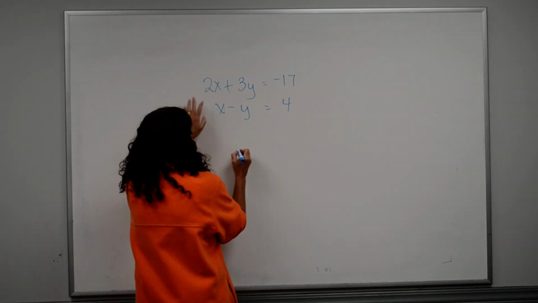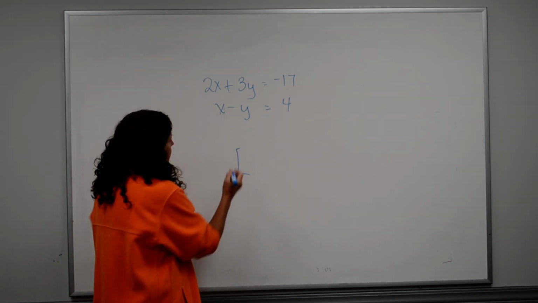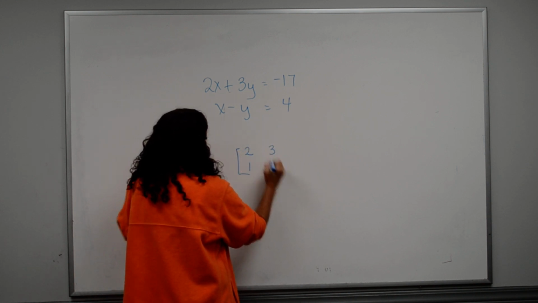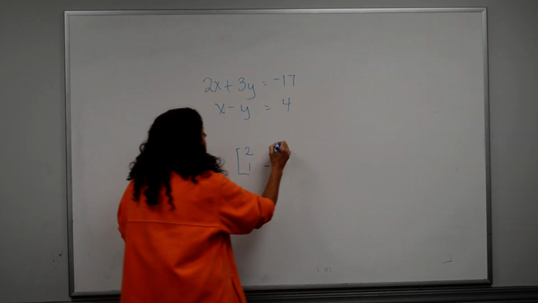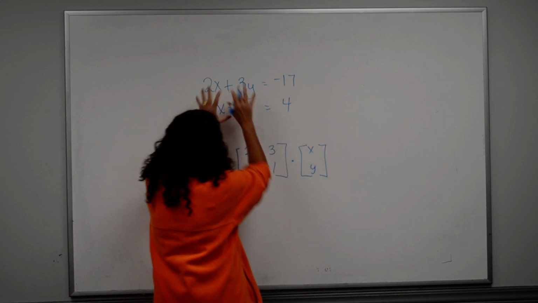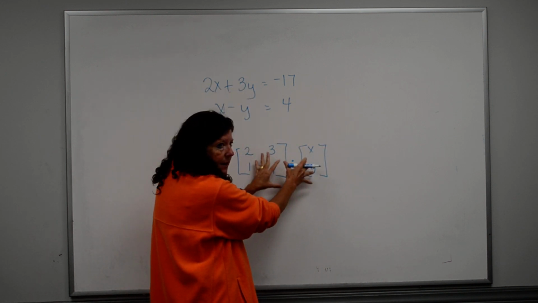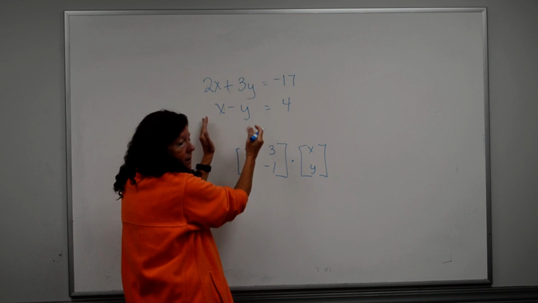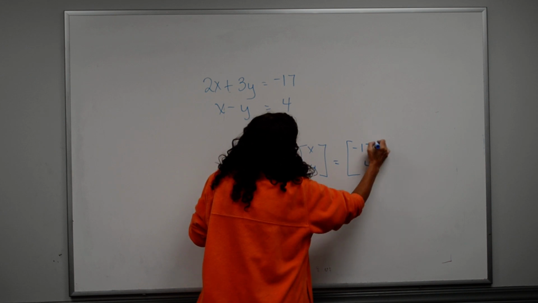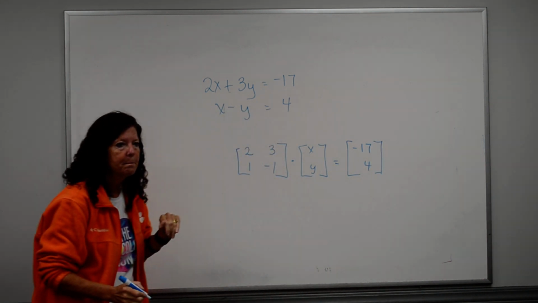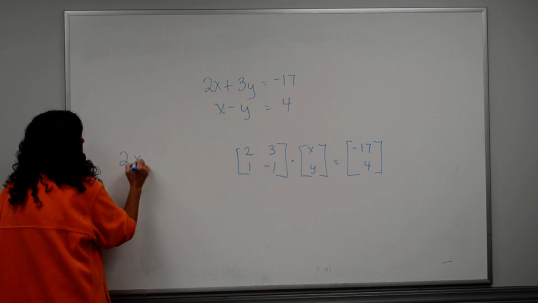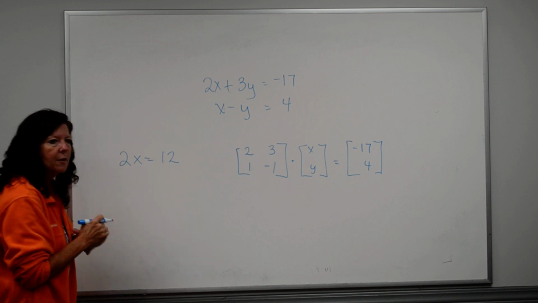But if I go to do this, I am going to set up a matrix. So I have 2, I have 1, I have 3, and I have -1, using their coefficients, times X and Y. Because literally if I multiply these together, I'm going to get this, which is equal to -17 and 4.